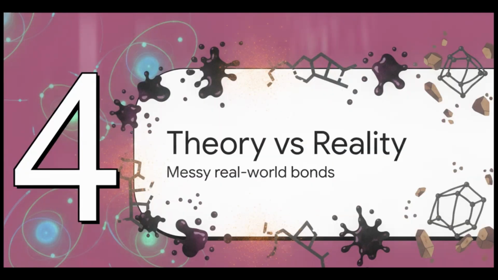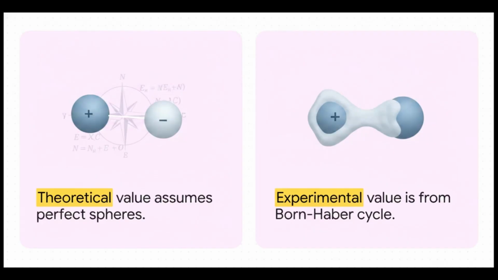Okay, we've done our math. Now we arrive at section 4, theory versus reality. Because let's face it, real-world chemical bonds can get a little messy. We essentially have two types of lattice energy floating around here. You've got theoretical lattice energy, which is what we calculate using pure physics and Coulomb's law, assuming our ions are perfectly round spheres and the bond is 100% ionic.